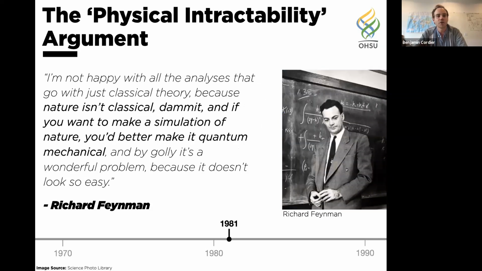The other motivation is the physical intractability, and this was best encapsulated or described by Richard Feynman in the 1980s, but was also something that was discussed by the likes of Paul Benioff and Yuri Manin around a similar time period. But it's summarized in this famous quote by Feynman where he said, "Nature isn't classical, damn it. And if you want to make a simulation of nature, you'd better make it quantum mechanical."